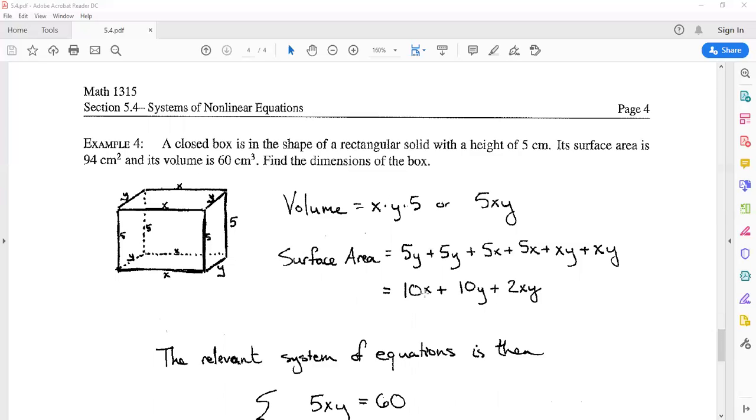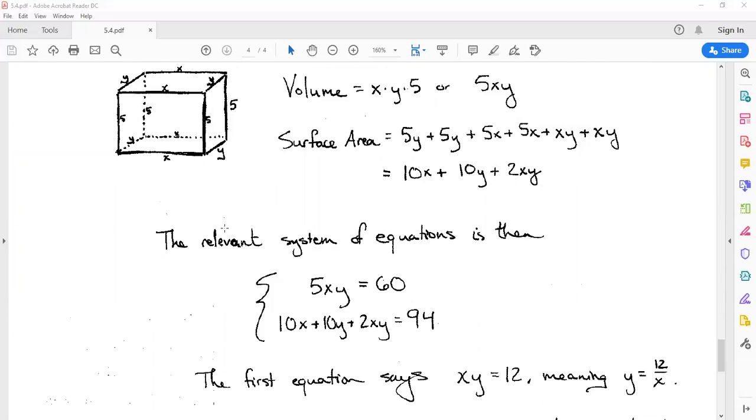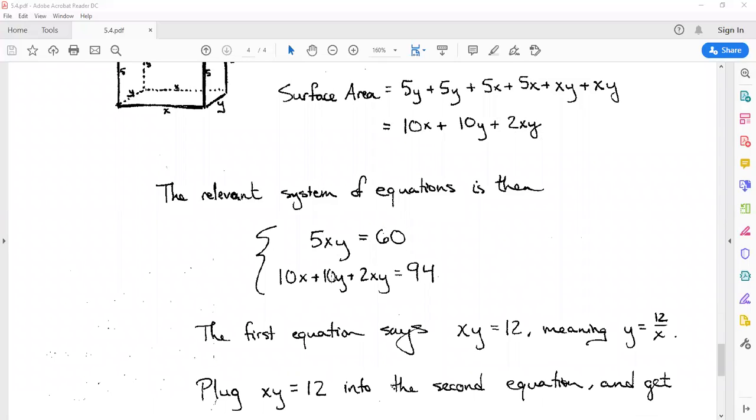So when we clean that one up, we get 10x plus 10y plus 2 times x times y. Okay, and what they've told us then is that the volume of the box is 60, so we get 5xy equals 60, and the surface area of the box is 94. So then we get 10x plus 10y plus 2xy equals 94.